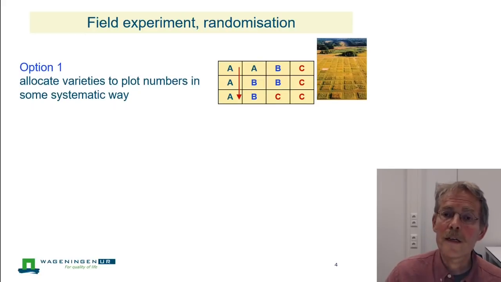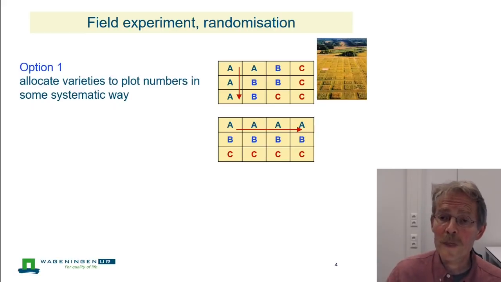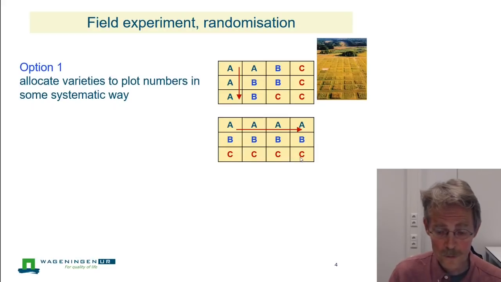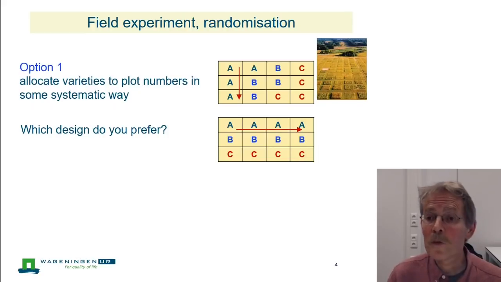And one way is to go through the field column-wise. So we fill the first column up with A's and the next column with B's, and then 4 B's and last 4 C's. That's one way to do it. And you could do it like that. And the other option, you can guess, would be to do it row-wise. So first row has the A's, second has the B's, and the last has the C's. Also an option. But which would you prefer?